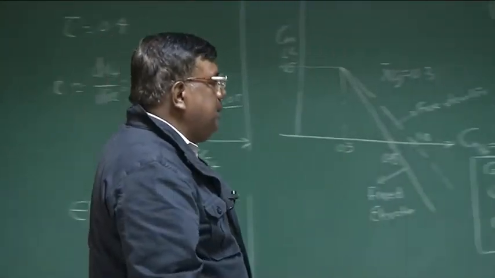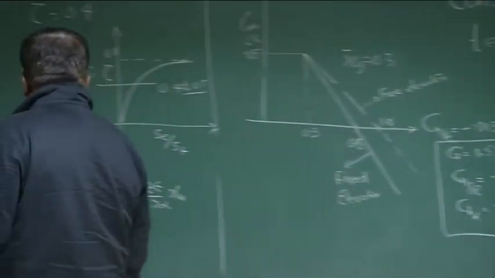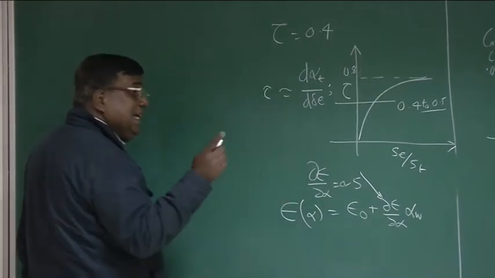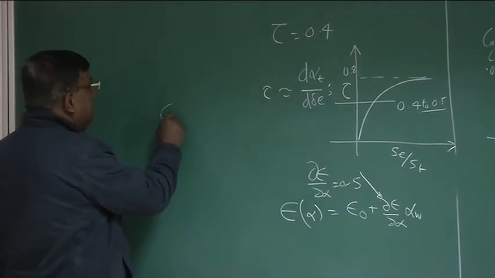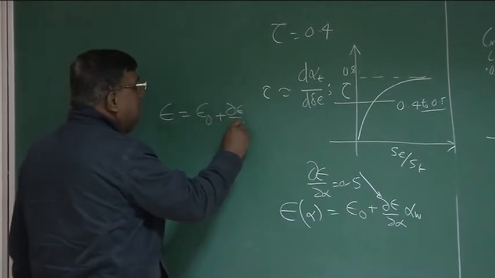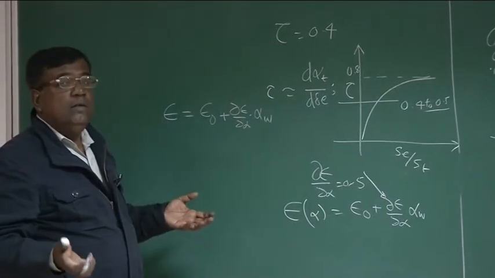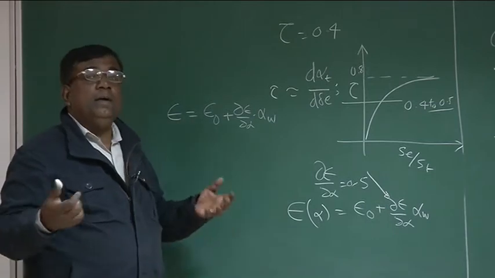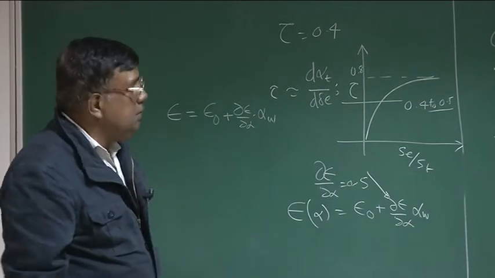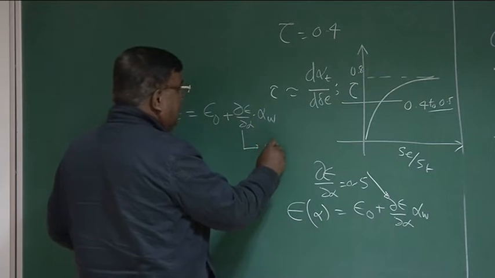You also see that d epsilon by d alpha is given as 0.5, and we know by now that there is a wing. Because of the wing, there is a downwash at tail. That is important. And that can be expressed as epsilon equal to epsilon naught plus d epsilon by d alpha into alpha wing, because this is the downwash at tail. Who has caused this downwash? Because of the wing. Where from has it come? Because of the wing. Because of the pressure difference, there is a lift, and those vortices have caused the downwash at tail. And this d epsilon by d alpha is 0.5.